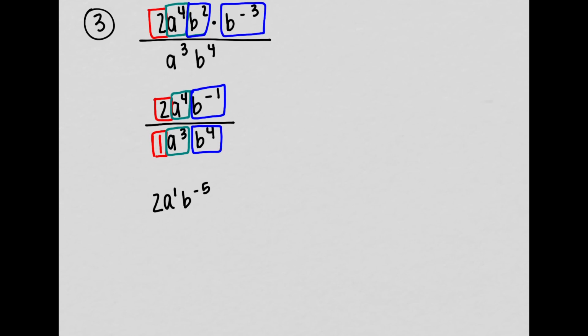But I told you in the very beginning that you cannot have an answer with negative exponents, and we do. We have b to the negative 5th. So your last step here is to use that negative power rule. I don't do anything with the 2a. It's all positive. We're good to go. Their exponents are positive. But I have to take that b to the negative 5th, and I have to move it to the bottom. And when I do, the negative 5 loses its negative, and it becomes positive 5.